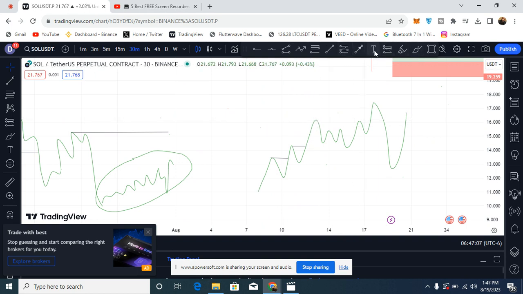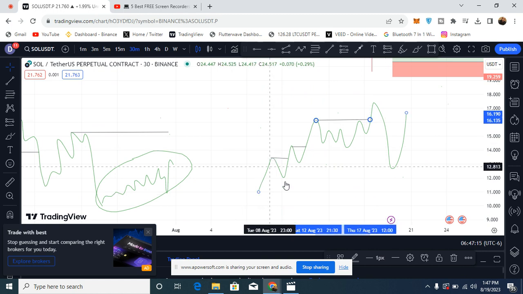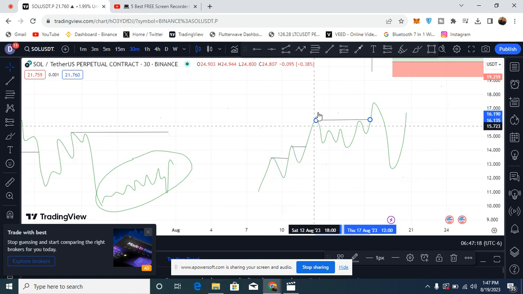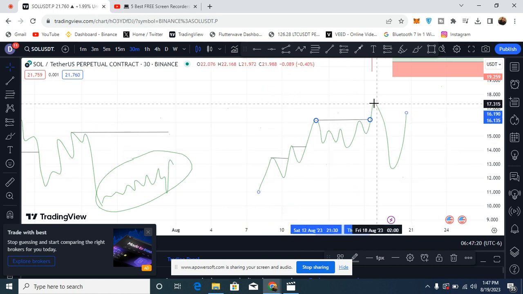I told you how to mark out structures already, so use the same method in marking out all of the structures. Once you mark out all of the structures, you read it again: higher highs, higher lows, higher highs, higher lows, higher highs, higher low, higher highs. Okay, we now have the higher high. That is the last high to be here. You mark it out again.